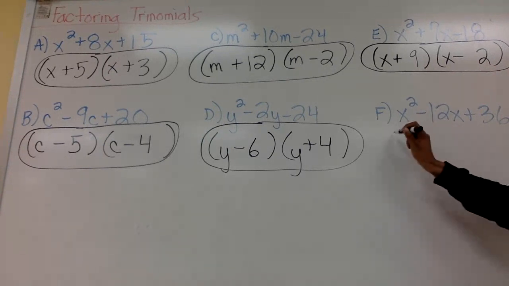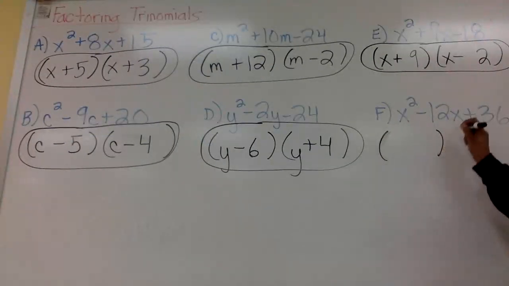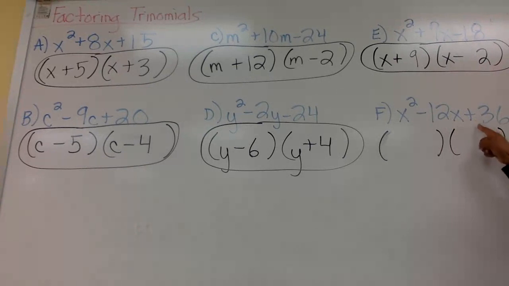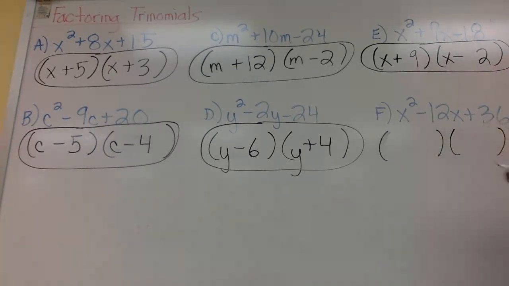And last but not least, f. We'll go ahead and set up our parentheses. Something times something has to give me x squared. And that way you can see all of it in the window that I got here. Okay, there we go. So this is x squared minus 12x plus 36. Something times something has to give me x squared. So that's going to be x and x.